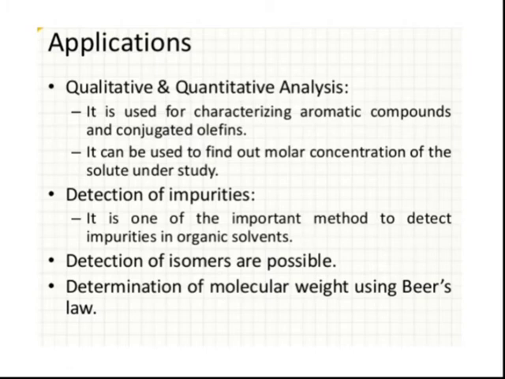Applications of UV visible spectrophotometers are: this technique is useful for qualitative and quantitative analysis. It is useful for characterization of aromatic compounds and conjugated olefins. It can be used to find out the molar concentration of the solute under study. This technique is useful for detection of impurities. It is one of the important methods to detect impurities in organic solvent. Again, UV visible spectrophotometer is useful for detection of isomers. Then this technique is useful for determination of molecular weight using Beer's law.